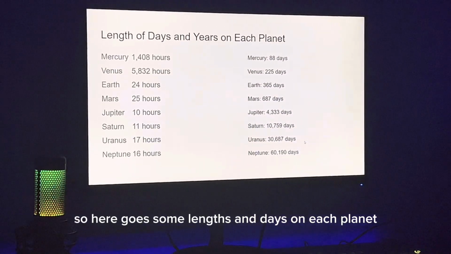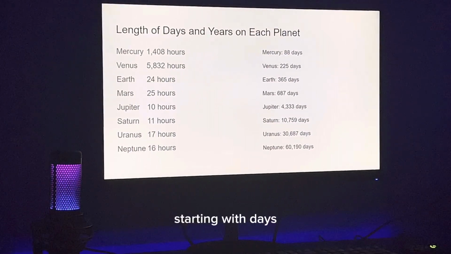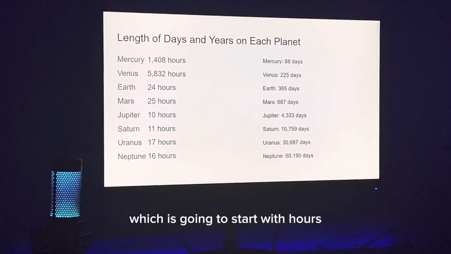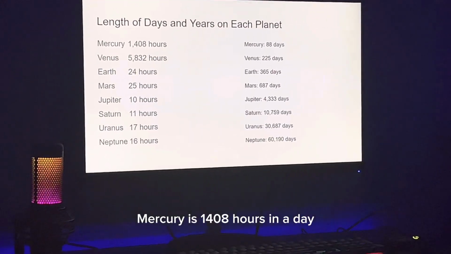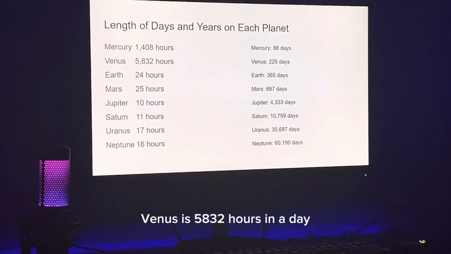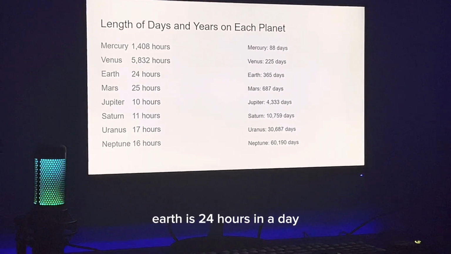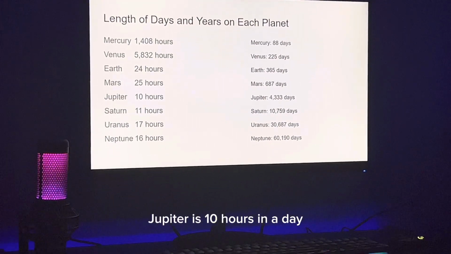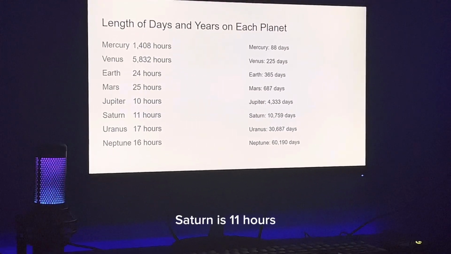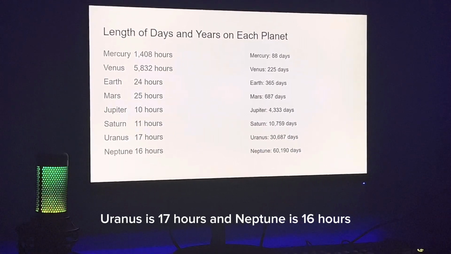So here are the lengths of days on each planet, starting with hours. Mercury is 1,408 hours in a day. Venus is 5,832 hours in a day. Earth is 24 hours in a day. Mars is 25 hours in a day. Jupiter is 10 hours in a day. Saturn is 11 hours. Uranus is 17 hours. And Neptune is 16 hours.